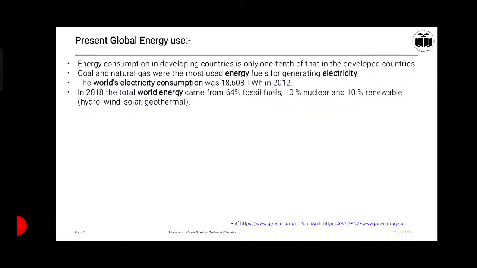Energy consumption in developing countries is only one-tenth of that in developed countries. Coal and natural gas were the most used energy fuels for generating electricity.